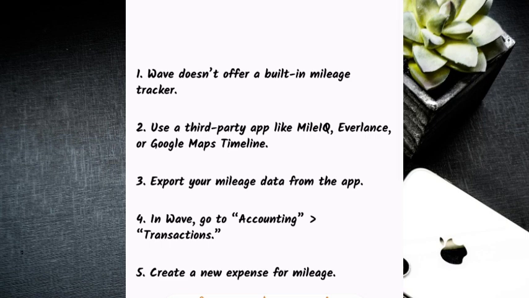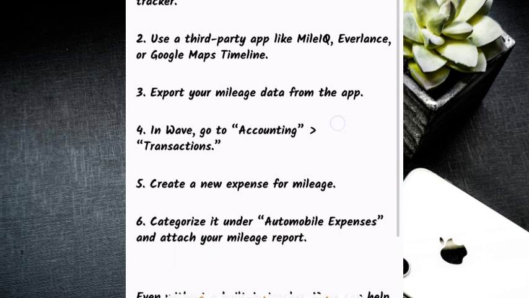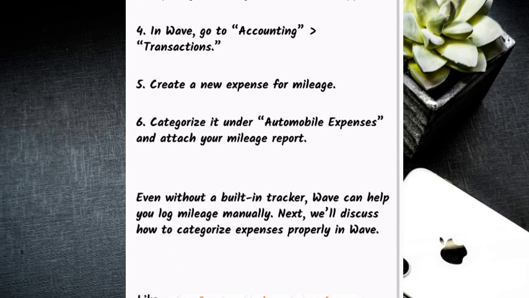Now to do that, all you got to do is first in Wave, go to the accounting section, and then under accounting, you're going to go to transactions. Then you're going to need to create a new expense for mileage, and you want to categorize it under automobile expenses and attach your mileage report to that. Even without a built-in tracker, Wave can help you log mileage manually.